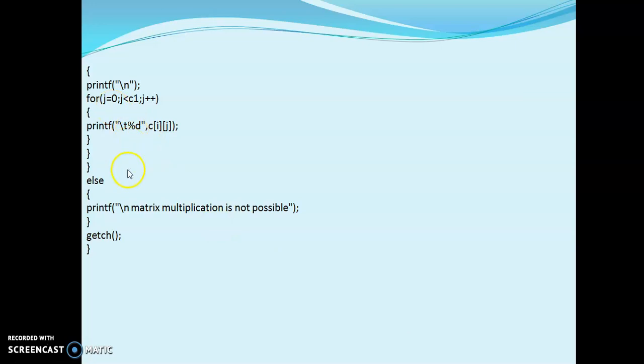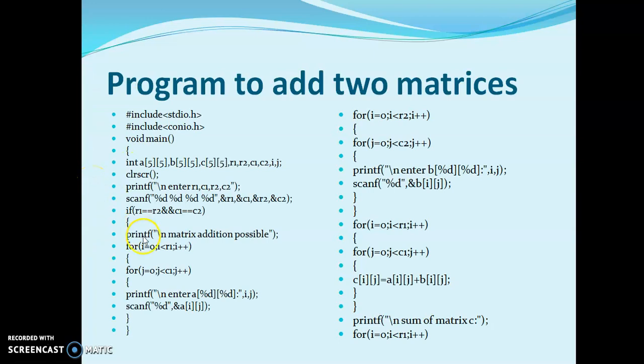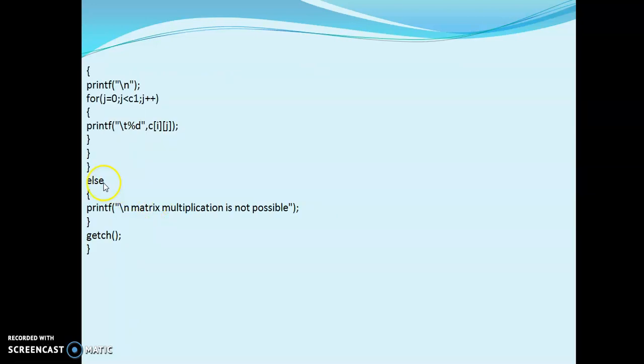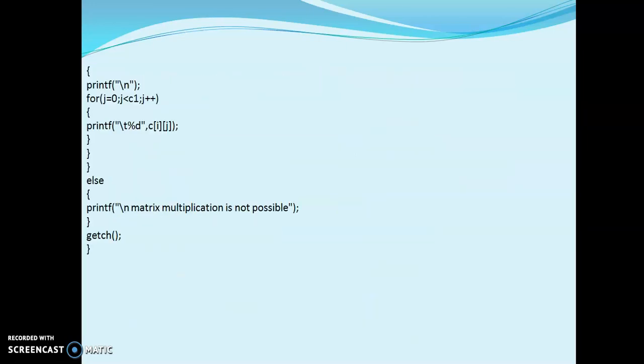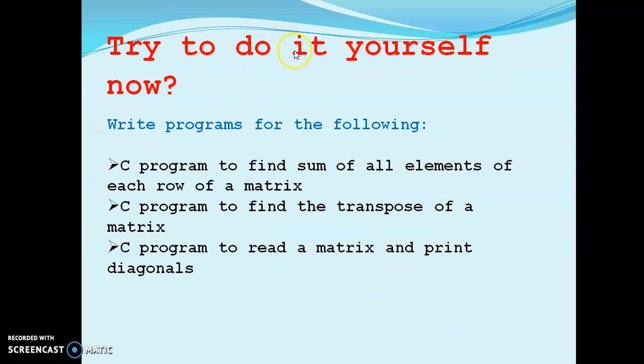that sum. Okay. So here we are writing an else part. This else part belongs to this if condition. Suppose this condition is true, we are entering into the if block and executing all the statements. If the condition fails, it comes to else part and simply it will display a message that matrix addition is not possible.